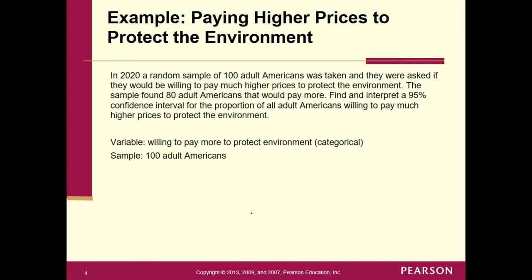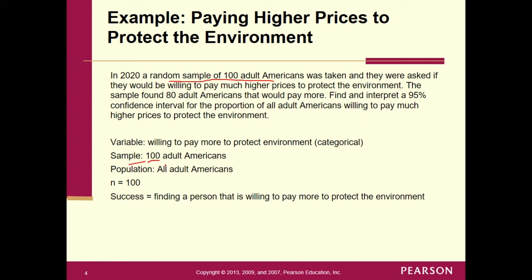All right, what was the sample? It's a random sample of 100 adult Americans. That means the population is what? All adult Americans. Our sample size n is obviously 100 because that was our sample. How many people did we ask? What would be a success? Finding a person that is willing to pay more to protect the environment.